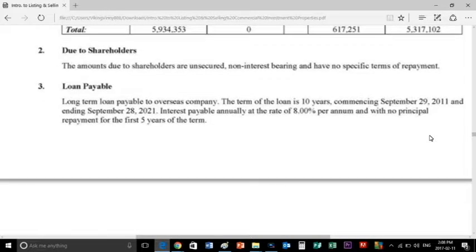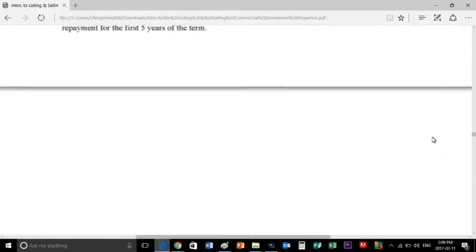So second note, due to shareholders. The amounts due to shareholders are unsecured, non-interest bearing, and have no specific terms of repayment. 3, loan payable, long-term loan payable to overseas company. The term of the loan is 10 years, commencing September 29th, 2011, and ending September 28th, 2021. Interest payable annually at the rate of 8% per annum and with no principal repayment for the first 5 years of the term.